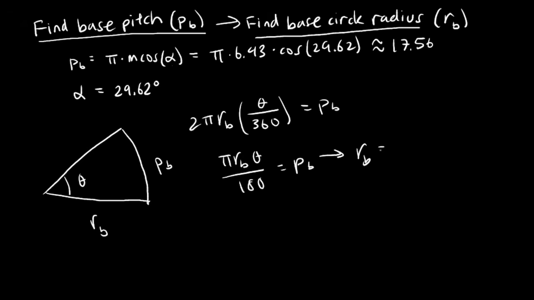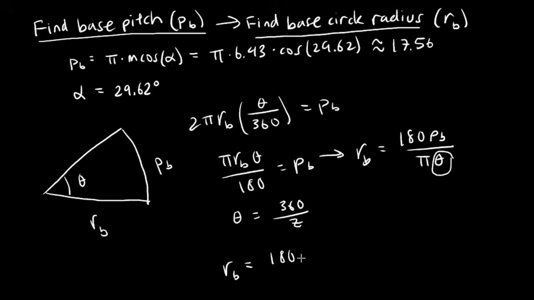and we can flip that around. So RB is equal to 180 PB divided by pi times theta. And now we ask, what is theta in this context? Theta in this context is going to equal 360 divided by z, the number of teeth. So let's plug it in. RB is equal to 180 PB multiplied by 1 over 360 pi divided by z. And eventually all of this is going to simplify down to PB times z over 2 pi.